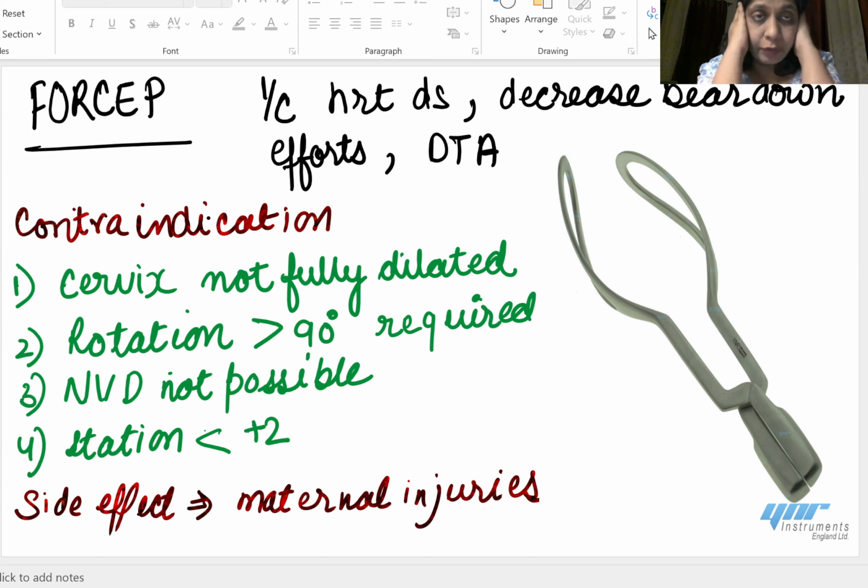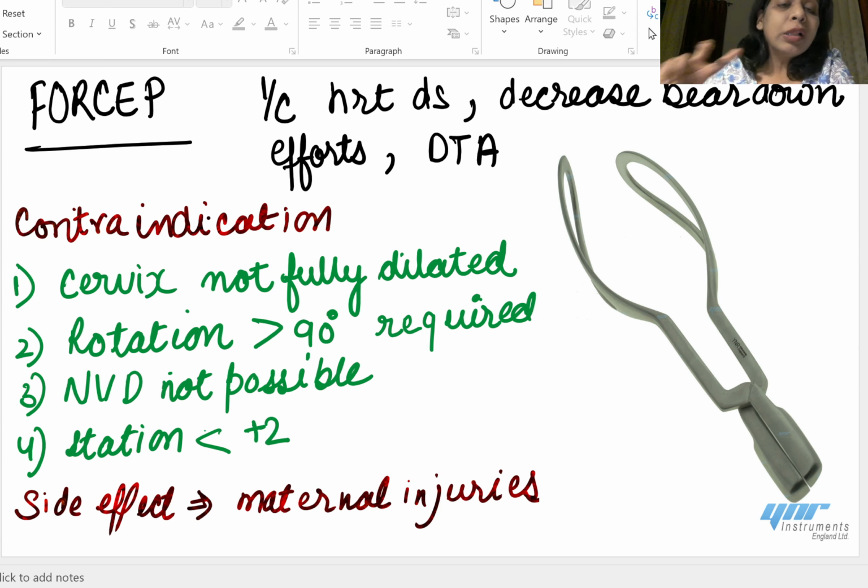Here on the temporal region, we have to put both the forceps like this. So the cervix has to be fully dilated. If the cervix is not fully dilated, we cannot apply the forceps. Number one. Number two, if a rotation of more than 90 degrees is required, we cannot apply the forceps. Ideally it is said that forceps don't rotate, but there are some forceps which can rotate. Even this forceps shown in the image, the outlet forceps, can rotate. Up to 90 degrees rotation is possible, but not more than that.